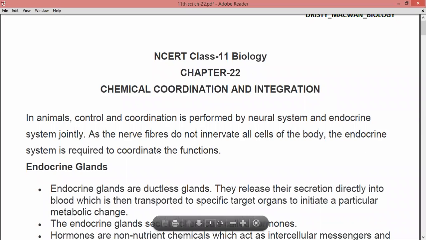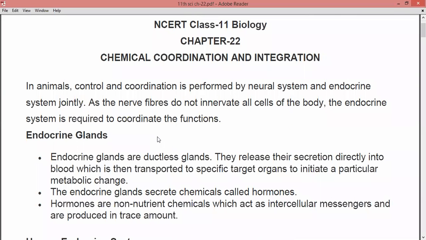So in animals, control and coordination is performed by the neural system and endocrine system jointly. When we are talking about the animals, the control as well as the coordination takes place with the help of two systems. The first is the neural system and the second is the endocrine system. Now, as the nerve fibers do not innervate all the cells of the body, for this reason, the endocrine system is required to coordinate the functions.